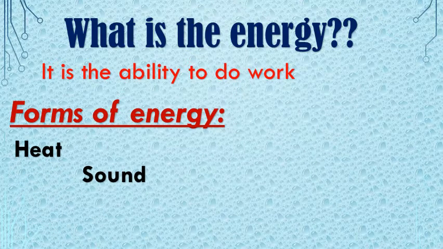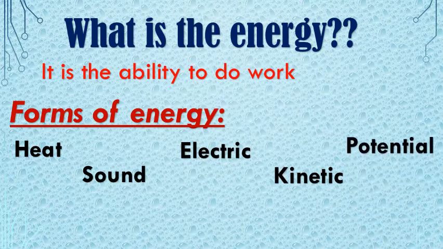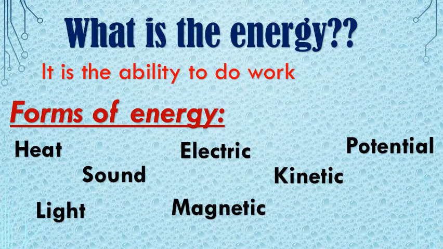Heat, sound, electric, kinetic, potential, light, and magnetic. Now, what do you think? Which form of energy can be seen? Can we see heat? Can we see sound, magnetic, kinetic, potential? No, we can't. But we can see light energy. Light energy is a form of energy that can be seen.